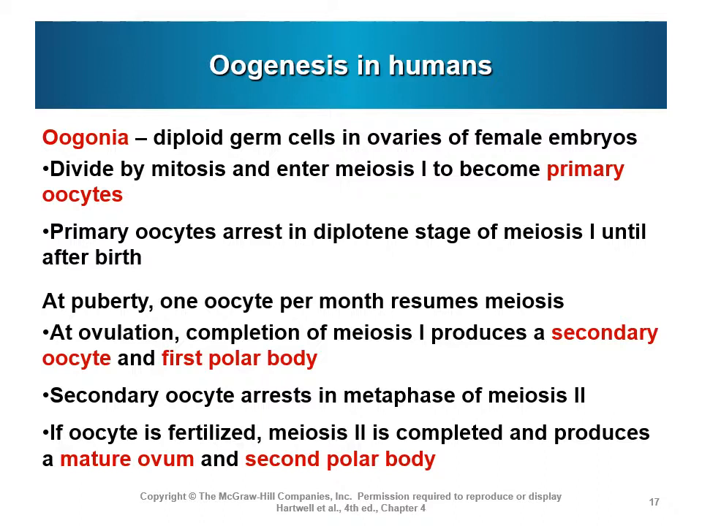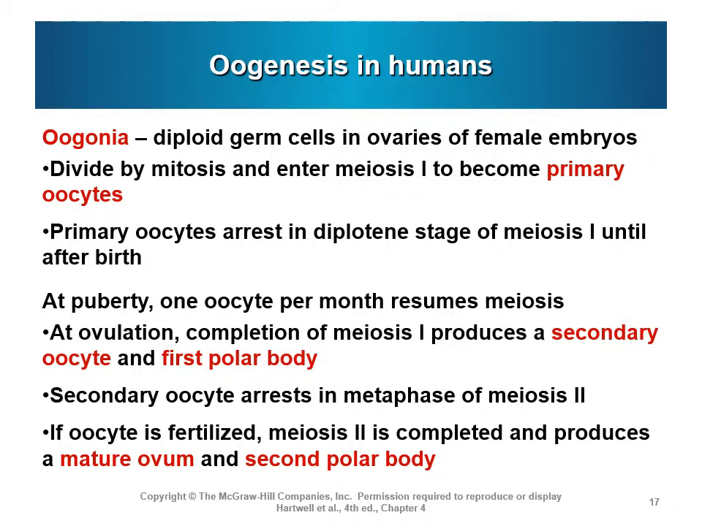Oogonia are the diploid germ cells in the ovaries of female embryos. They divide by mitosis and enter meiosis I to become primary oocytes. Primary oocytes arrest in the diplotene stage of meiosis I until after birth.